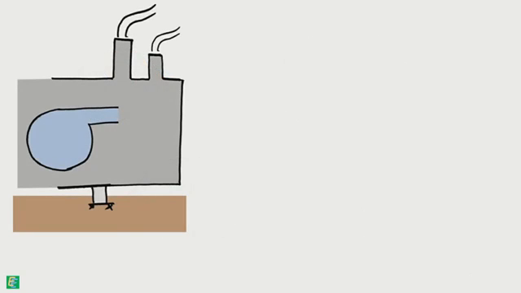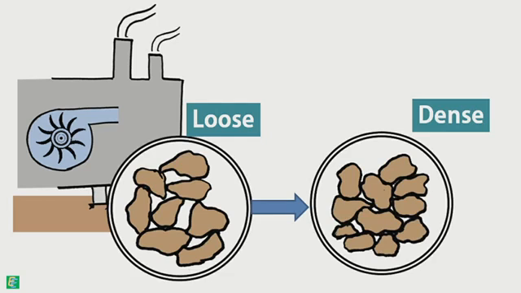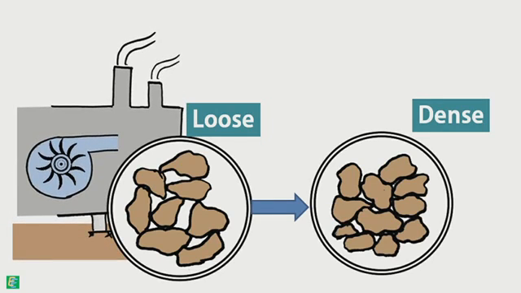Let's take an example and say a turbine is installed in a thermal power station. Vibrations caused by the running turbine may alter the state of soil deposit below and around the foundation from loose to dense, due to which the foundation may settle, which is of course undesirable. Also, the loose and dense soils have completely different properties.